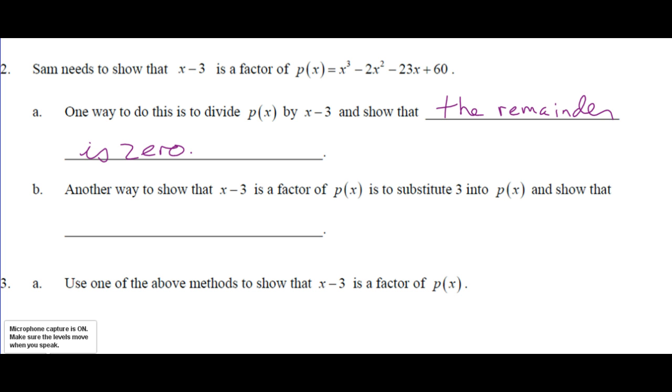Another way to show that x minus 3 is a factor is to substitute 3 into p of x and show that what? So we're going to show that p of 3 is equal to 0. Use one of the above methods to show that x minus 3 is a factor of p of x.